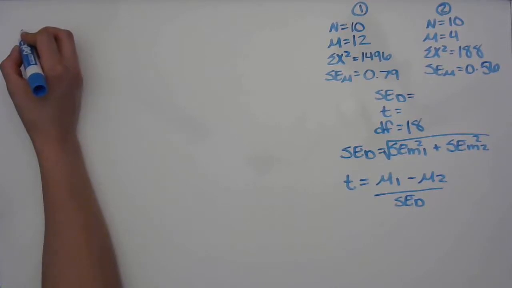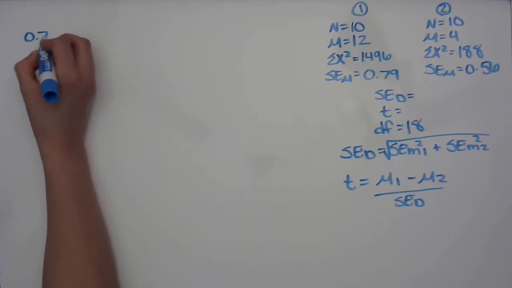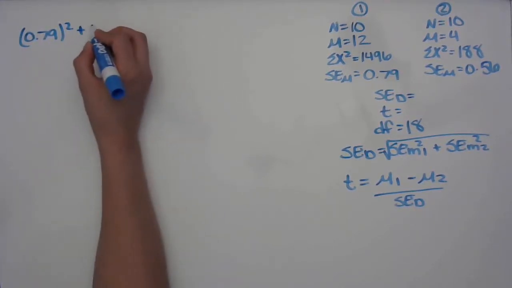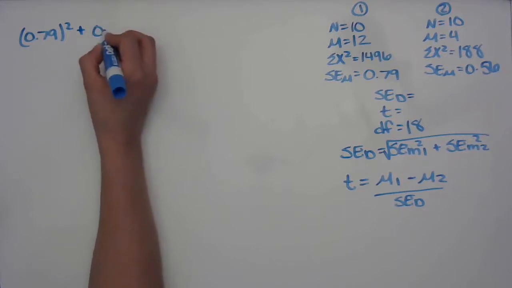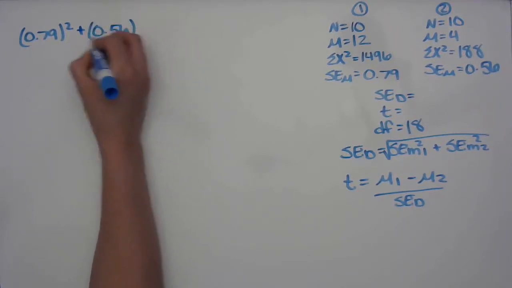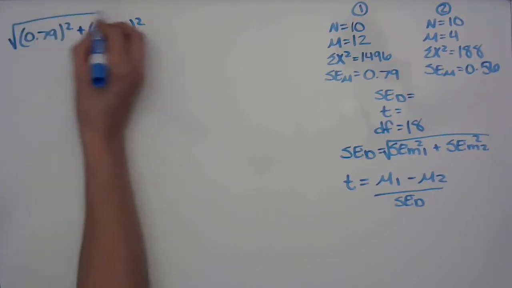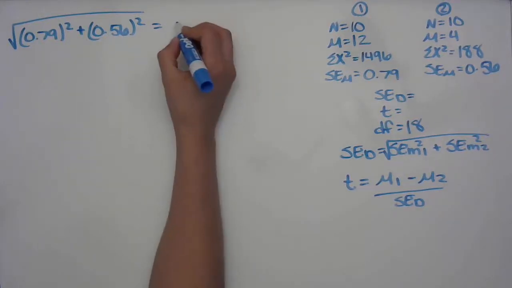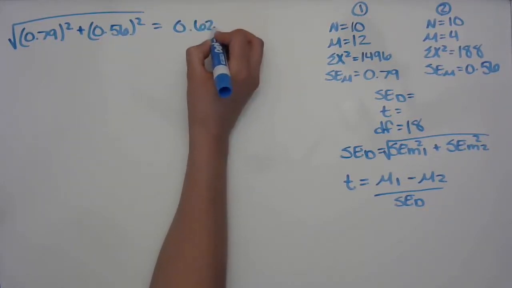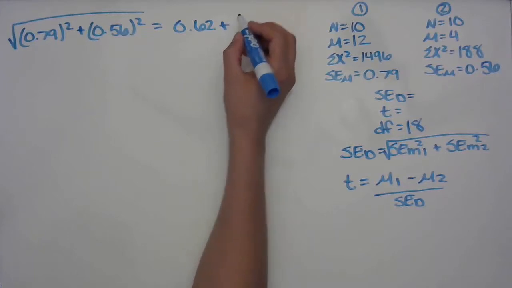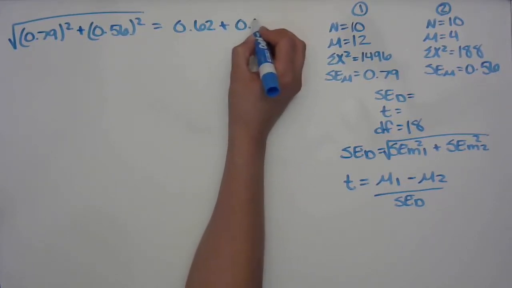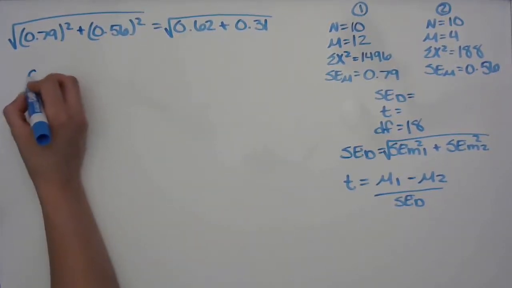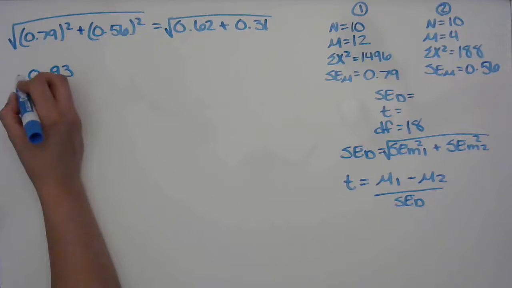Okay, so let's go ahead and plug in the values for the standard error of the difference. So our standard error of the mean for group 1 is 0.79. And we are going to square that. Then we are going to add that to the standard error of the mean for group 2, which is 0.56. And we are going to square that as well. Okay, so when we square 0.79, that is going to give us a value of 0.62. And then when we square 0.56, that will give us a value of 0.31. Okay, so now we add those together. That will give us 0.93.